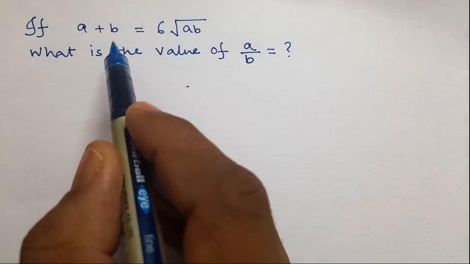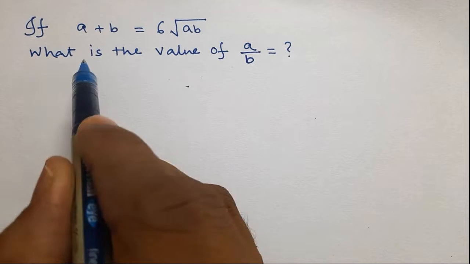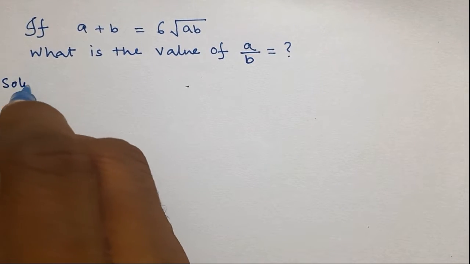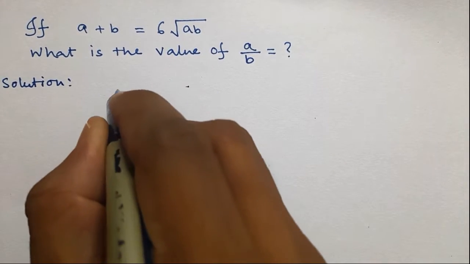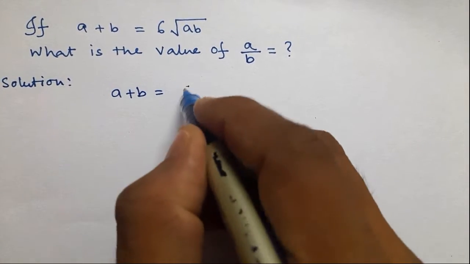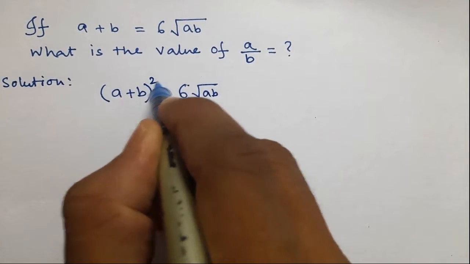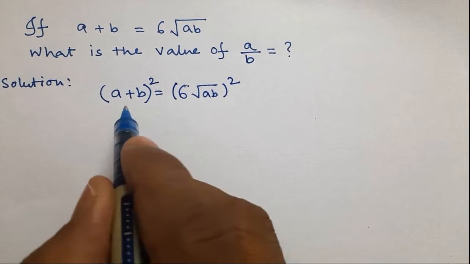So our problem is, if a plus b is equal to 6 into root over ab, then what is the value of a by b? To get a solution, we need to first square both sides of the equation. So by squaring both sides, what do we get?